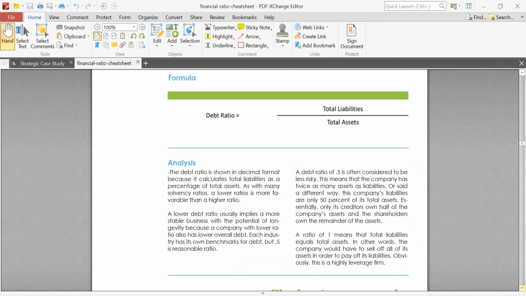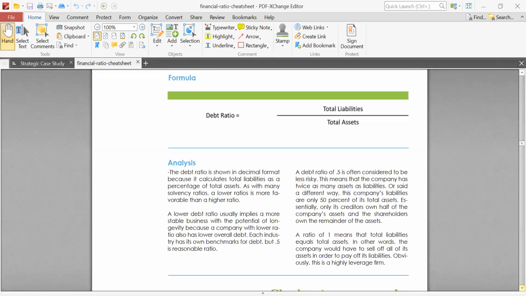You would want to loan money to a company that has a low debt ratio because there's a likelihood that they will pay you back. So that's very, very important.